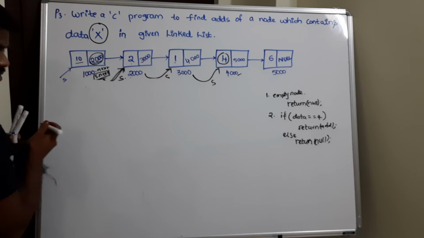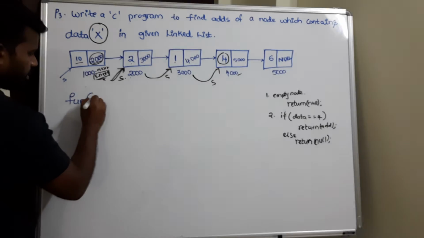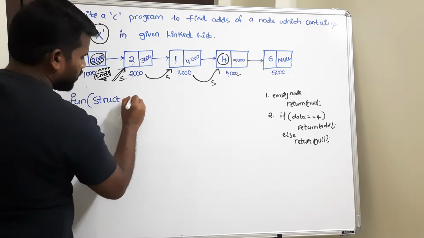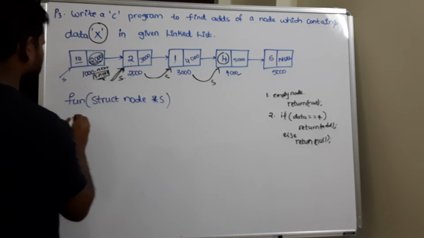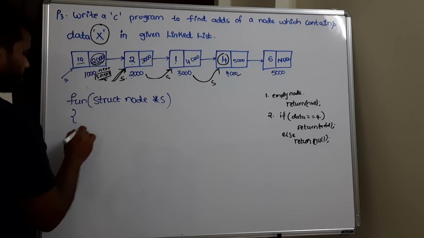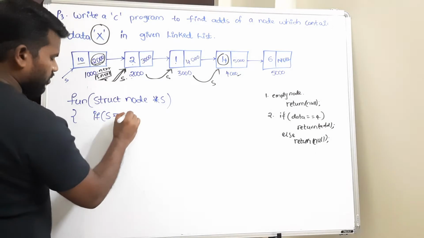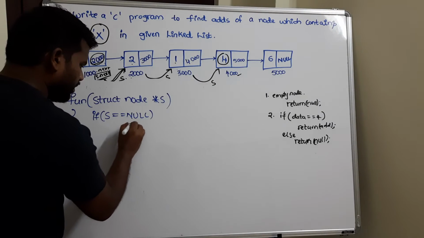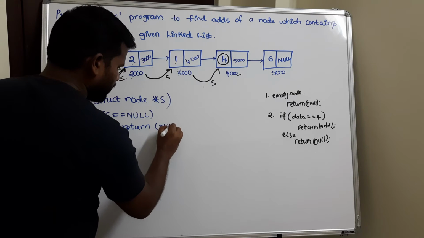For example, the function is struct node star s, that is, we are giving the starting address. So what I am doing, if s equal to null, that means we don't have any nodes, it is empty, then we'll return null. Okay.